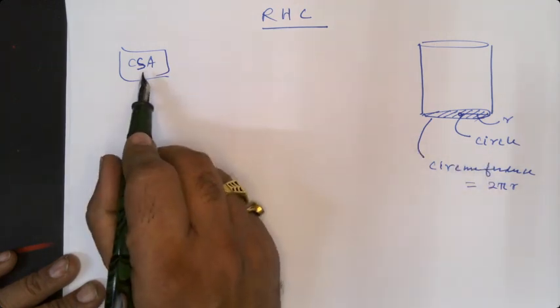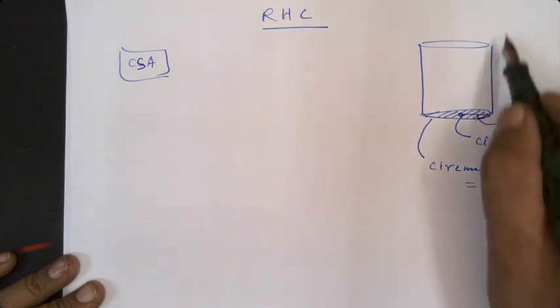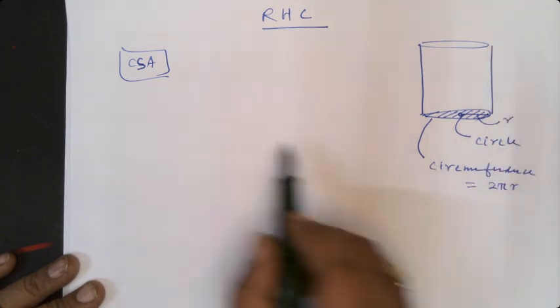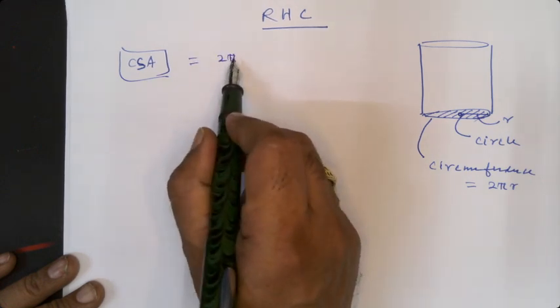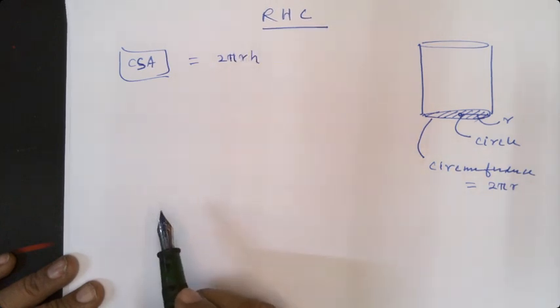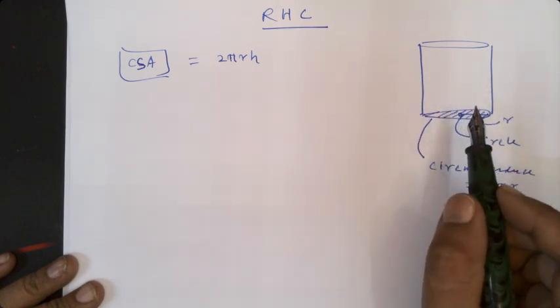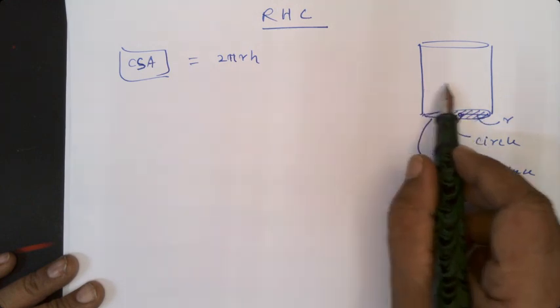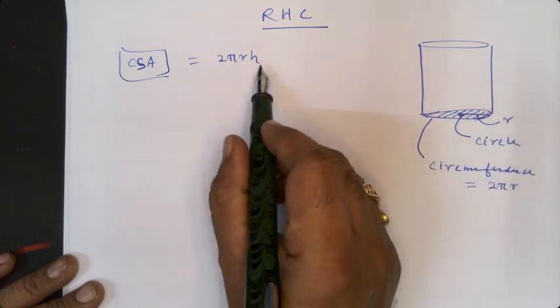You should know that by multiplying the circumference and the height, it is called curved surface area. So we call it 2 pi r h. So what about the cross section of the cylinder? It is a circle. So it is the circumference of the cross section, that is 2 pi r, into height.